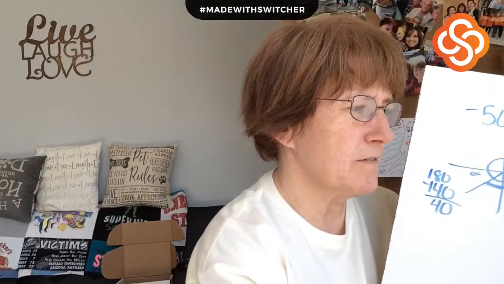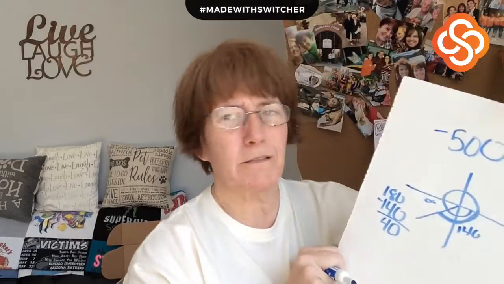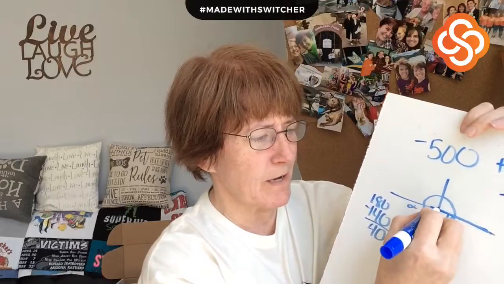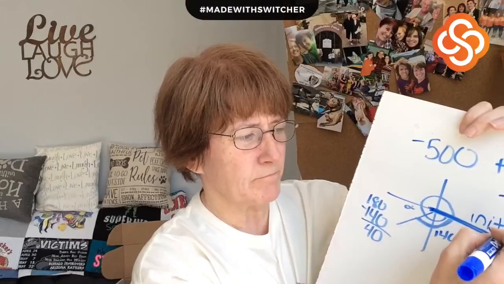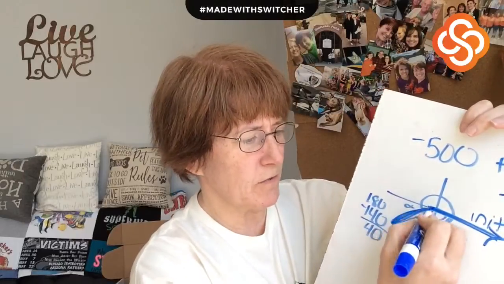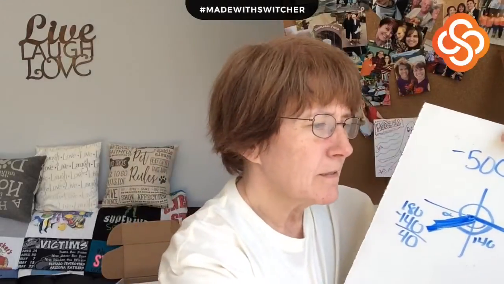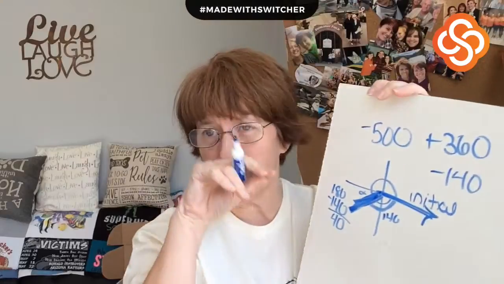Standard position is when? Standard position means that your angle always starts on the positive x-axis. So this is your initial ray, and then the terminal one is where it ends up. Got it. What quadrant is 2 pi over 3?